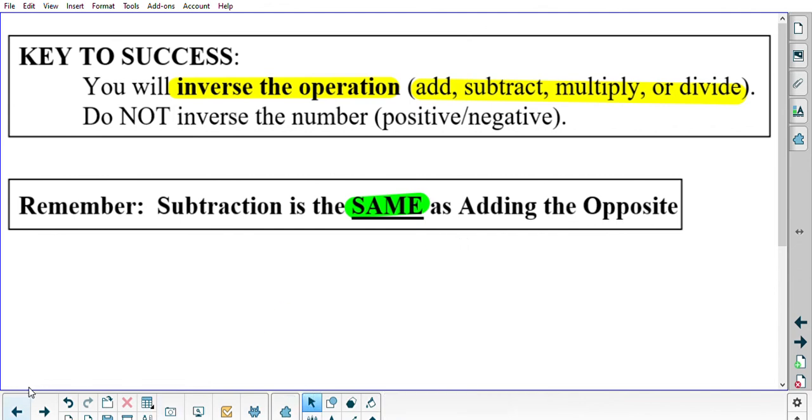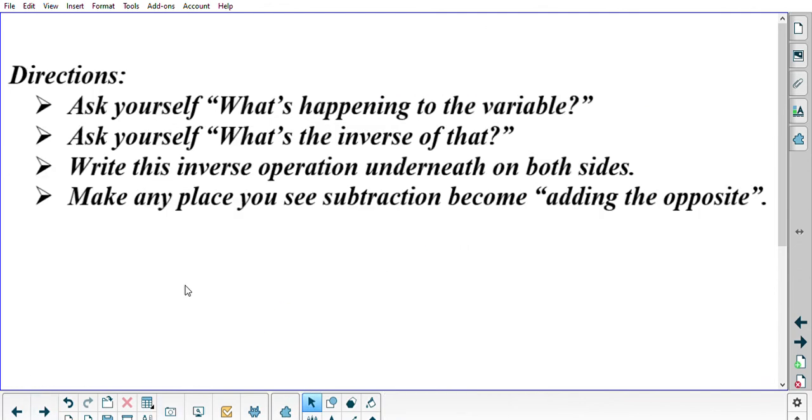All right, let's finally take a look at what we're going to be doing specifically today. There's 4 parts to the directions. Follow along with me. We're going to ask ourselves and answer the question, what's happening to the variable? A very important question. If you don't know what's happening to your variable in the original problem, then you're going to be shooting in the dark as to what you need to actually be doing to solve the problem.